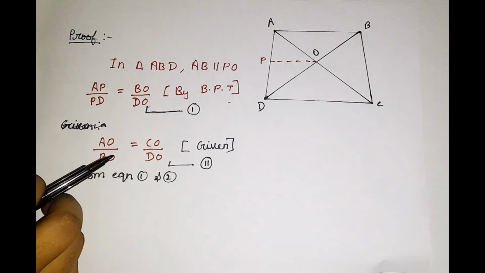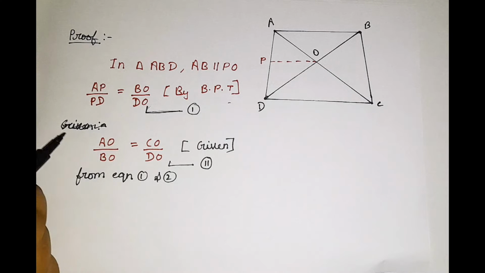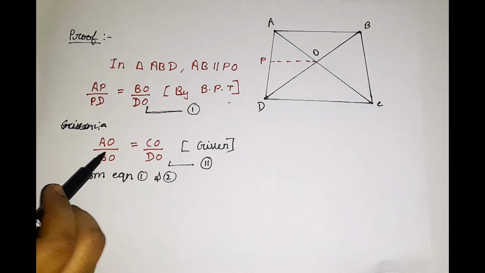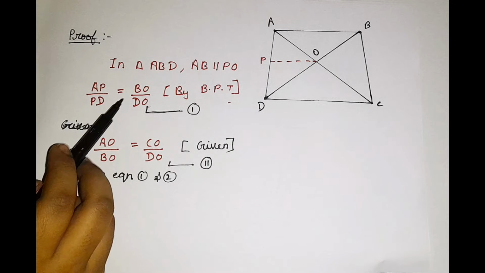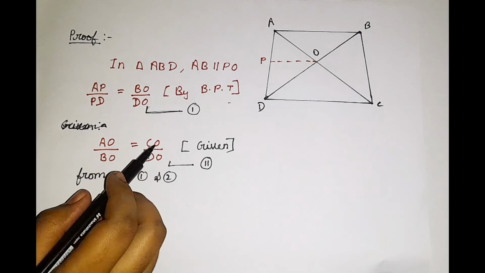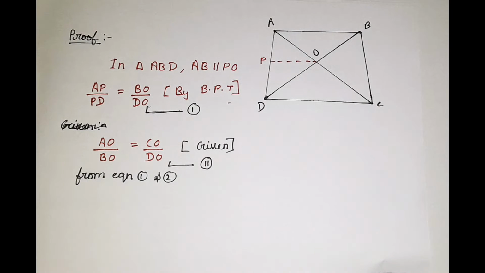So when you just see equation number 1 and 2, something is strange. We don't have a similar value, am I right? So it is somewhat confusing, am I right? But don't worry guys. So here in equation number 1 I have AP by PD is equal to BO by DO. Here also I have AO by BO is equal to CO by DO. Oh my gosh, something is strange. But don't worry guys, I am going to be showing you a trick.